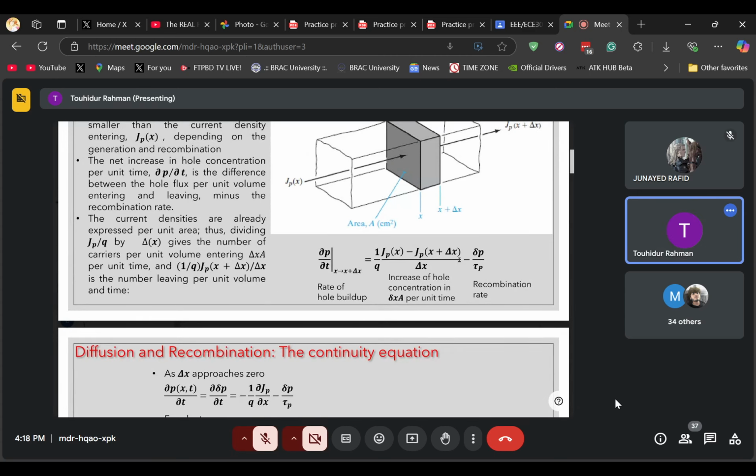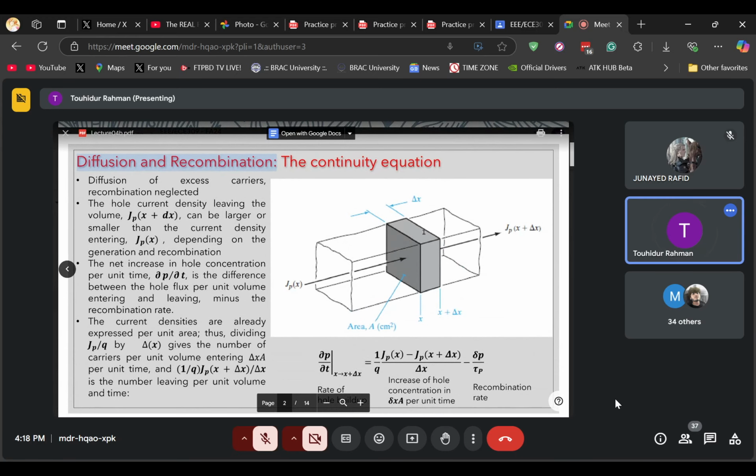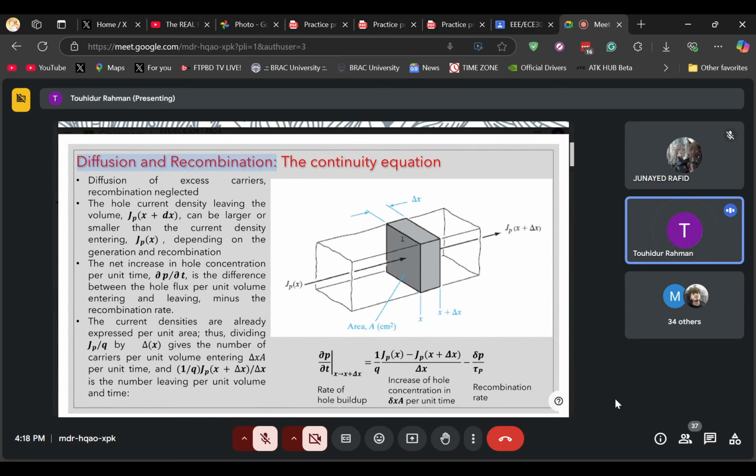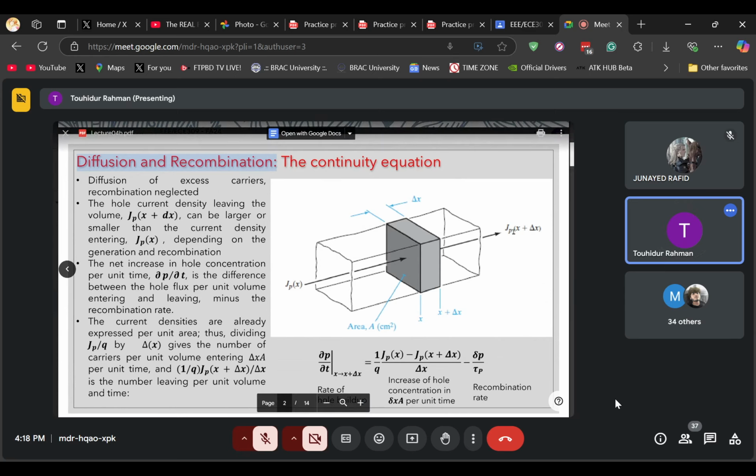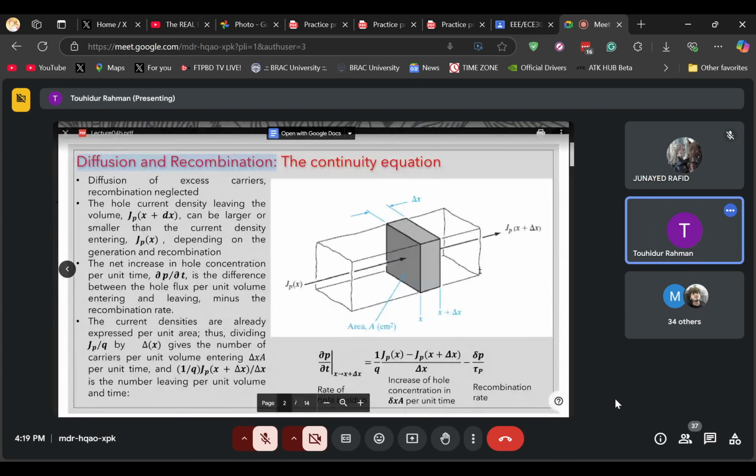Anyway, in order to combine diffusion and recombination, we have to set up an experiment. In this experiment, we have a small cube with cross-sectional area A and thickness delta x, with input current Jp(x) and output current Jp(x plus delta x). Usually the input current must be equal to the output current, but that is very specific. We want to start with the general concept, then we can apply special rules.